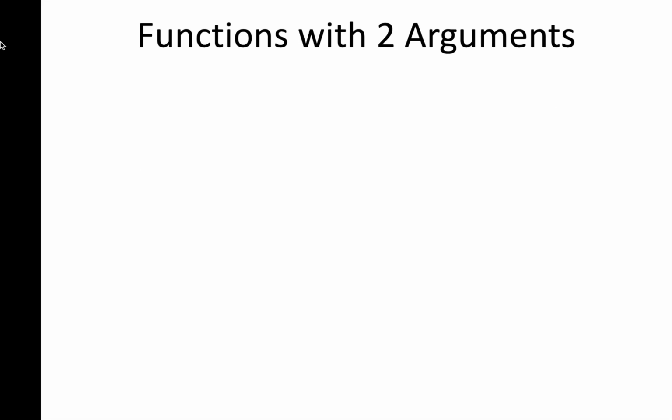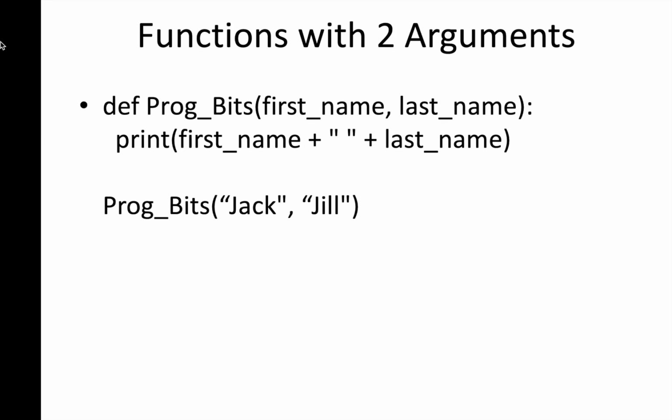So, functions with two arguments. Instead of one argument fname in the previous slide, we are passing two arguments in this program. The two arguments we are passing in the function are first name and last name. And inside the function we are printing first name, concatenation, a space, concatenation, and last name. So the output we get will be Jack space Jill.